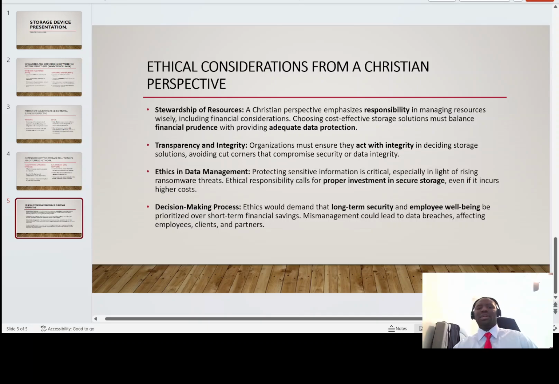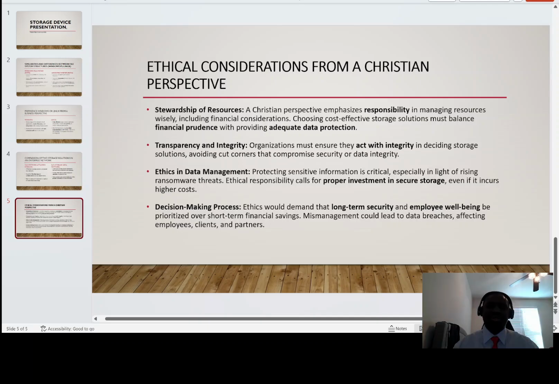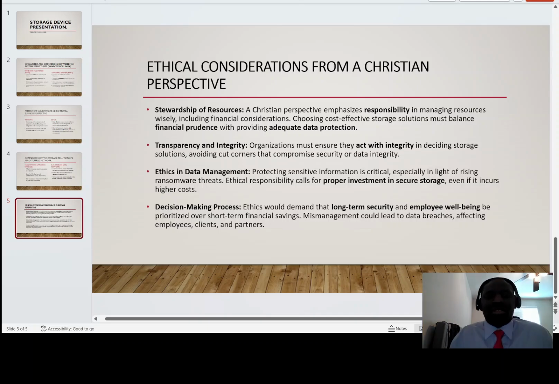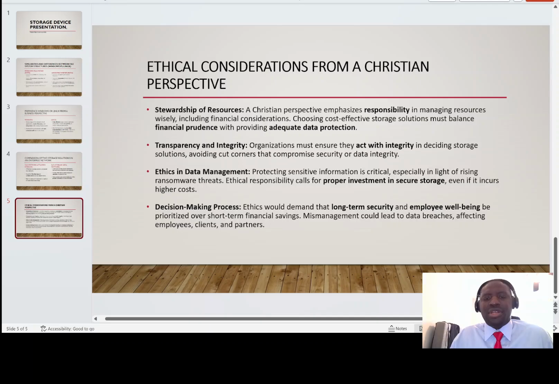Now we go to the ethical considerations from a Christian perspective. Stewardship: a Christian perspective emphasizes responsibility in managing resources wisely, including financial considerations. Choosing cost-effective storage solutions must balance financial prudence with providing adequate data protection, transparency, and integrity.